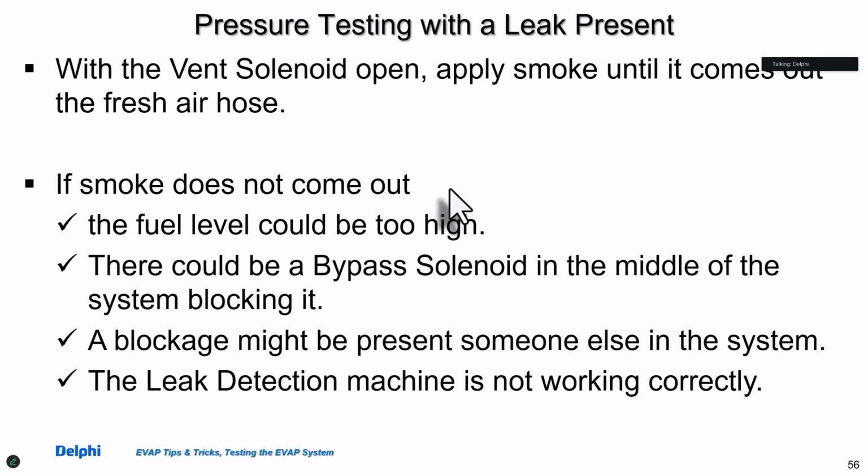There could be a bypass solenoid in the middle of the system blocking it, like Toyota or Honda. The blockage might be present somewhere else in the system, and the leak detection machine may not be working right. Never doubt that your machine could give you a problem.